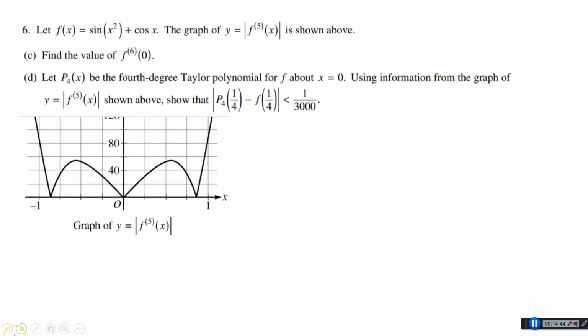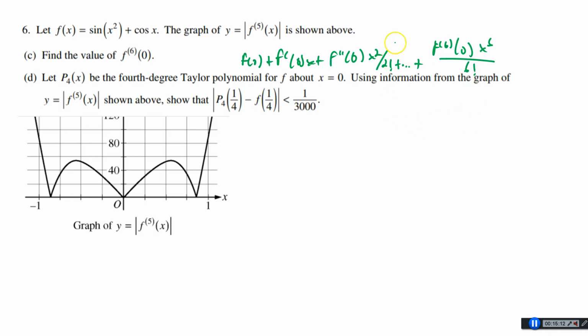Now they want to talk to us about error. So find the value of the sixth derivative at 0. This is a very important problem because the AP asks about this kind of stuff a lot. Here it's really important to remember the terms of a Taylor polynomial: f of 0 plus f prime of 0 x plus f double prime of 0 x squared over 2 factorial. And that's going to keep going. I'm going to jump to the sixth one: the sixth derivative of 0, x to the sixth over 6 factorial.